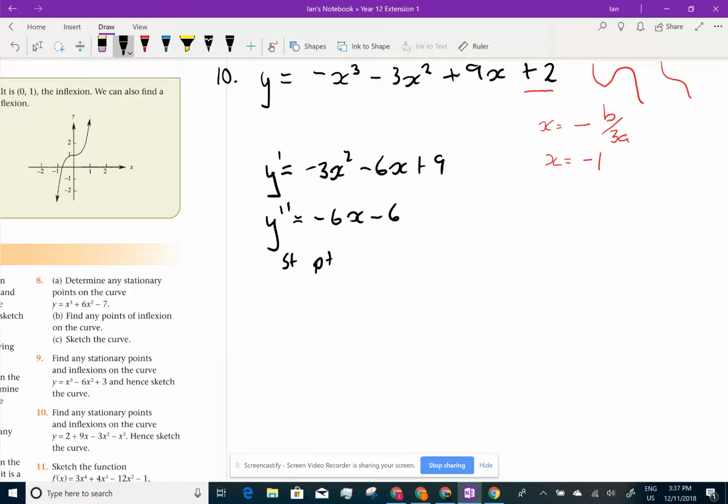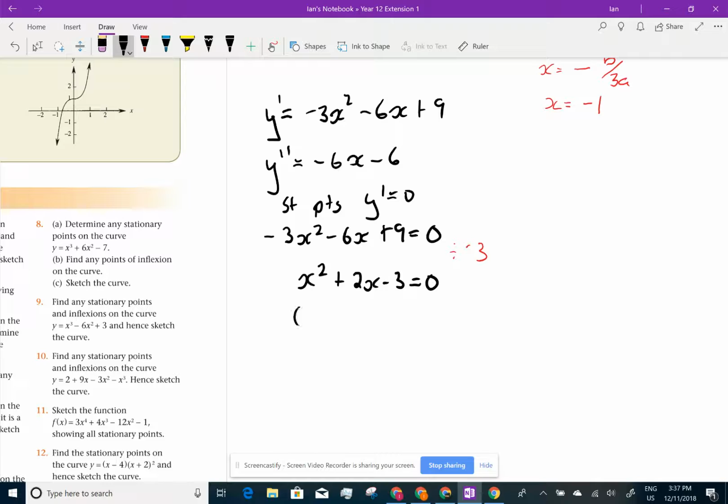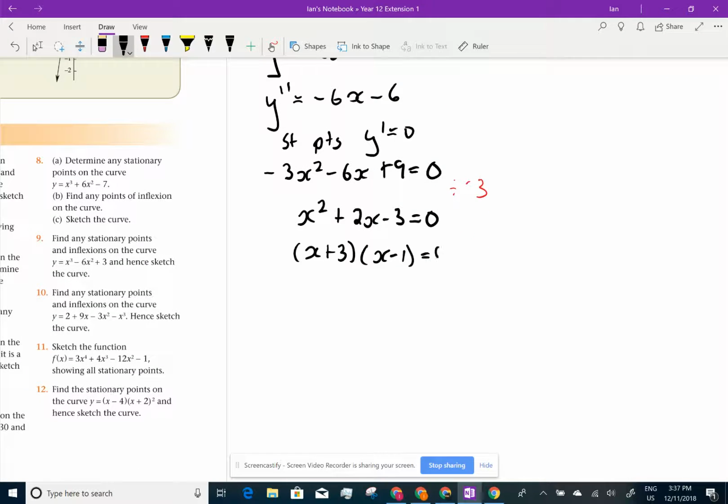Stationary points when y dash equals 0, negative 3x squared minus 6x plus 9 equals 0. I don't like that negative 3. I'm going to divide everything by negative 3. And that'll get me x squared plus 2x minus 3 equals 0. So what have I got here? x plus 3, x minus 1 equals 0. So I'm going to get x equals minus 3, x equals 1.